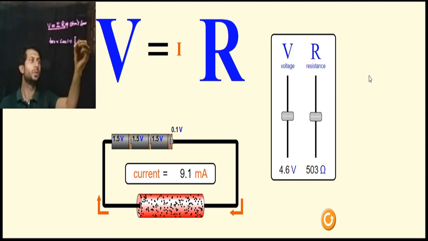In the first case, we fix voltage and observe current, that is I, by varying resistance.